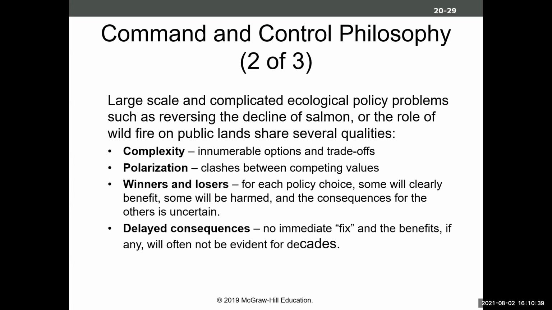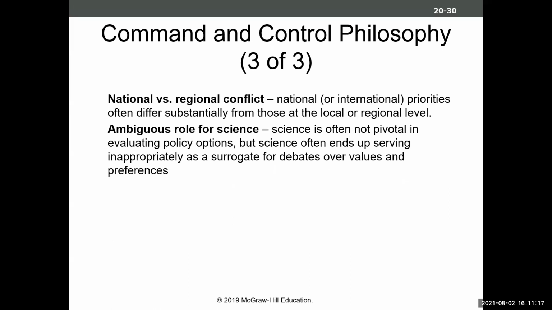So even though you provide an outcome, a solution for a specific problem, right? You say, okay, this is what's going to happen. That fix may not happen immediately, and there may be delayed consequences. So you may not even see what some of those consequences are going to be for decades. And so it's this complicated, interconnected system that is really difficult to play around with, especially when you're developing policy over a lot of these environmental situations. And then we also have this national versus regional conflict.